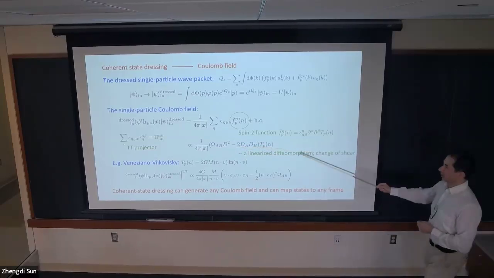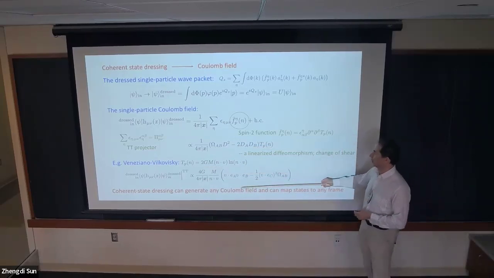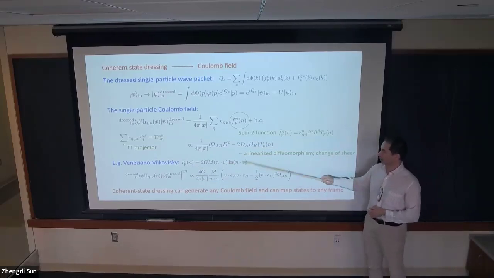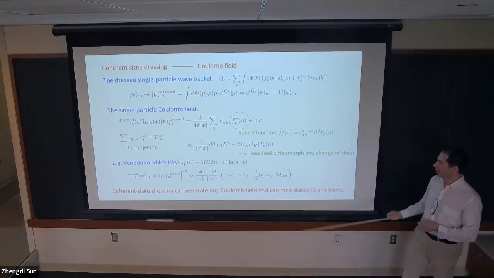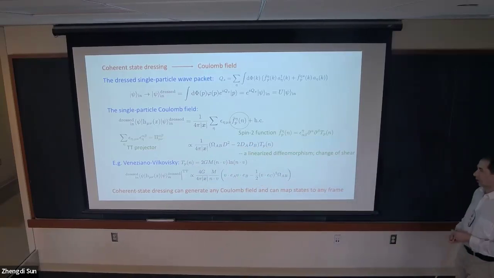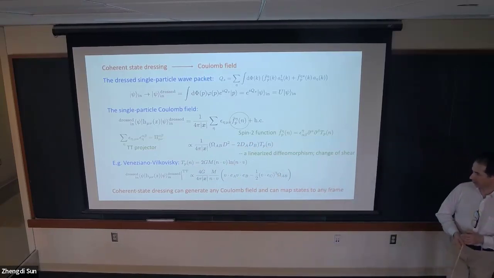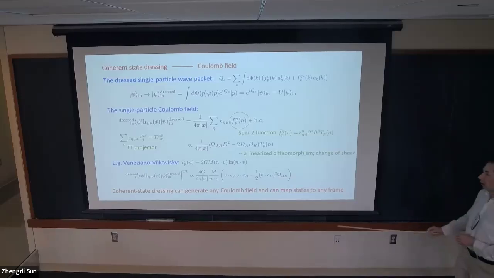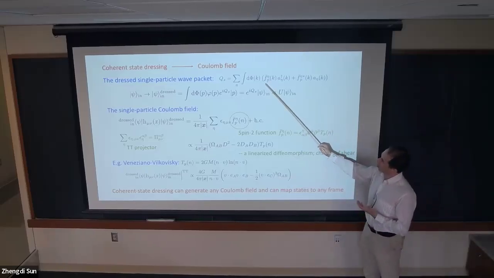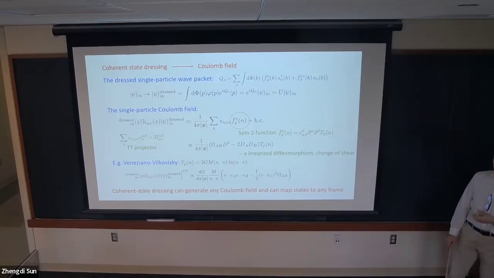Now, an example of this is the so-called Veneziano-Vilkovitzky supertranslation, which also appeared on that same slide, which looked like that. If you take this and plug it in there and crank through, this is what comes out, which is the regular 3-point amplitude written in these finite coordinates in the celestial sphere. So now it just follows that such a coherent state dressing can generate any Coulomb field from nothing. So it can be used to map any state to any other state in any other field.